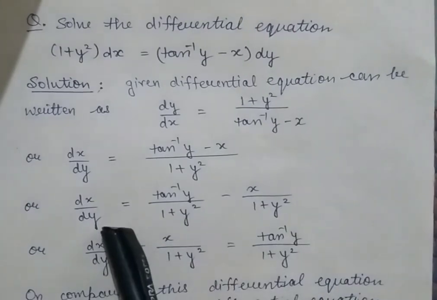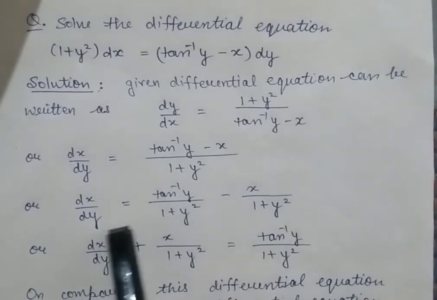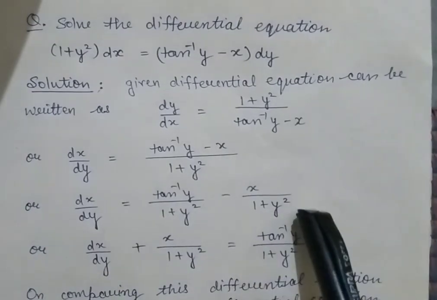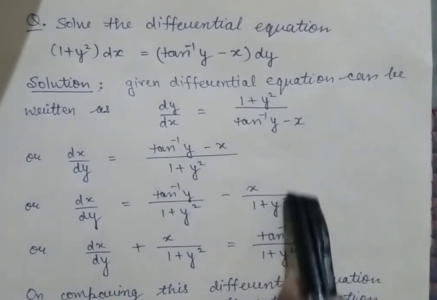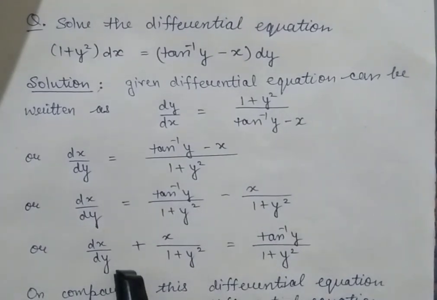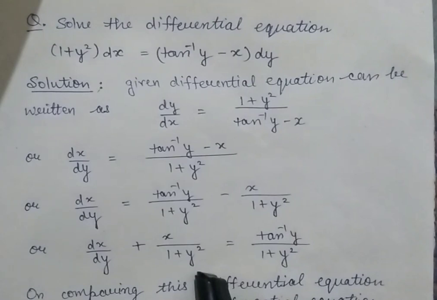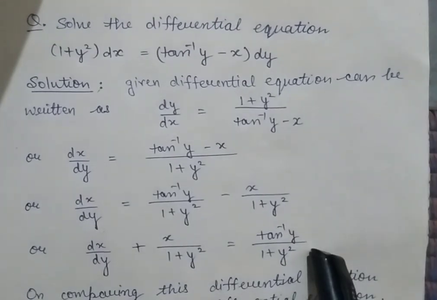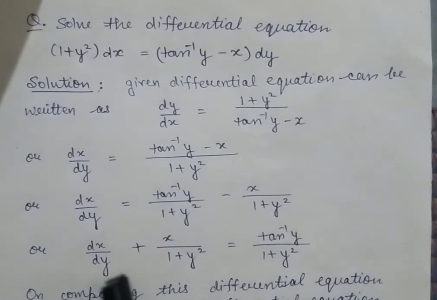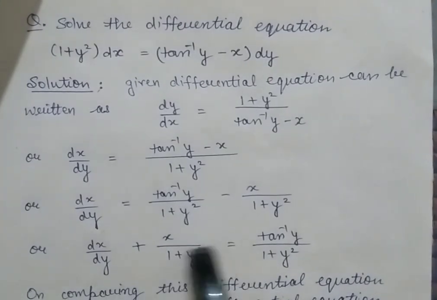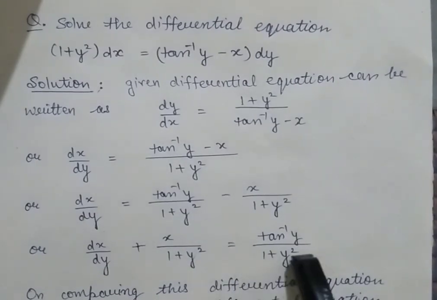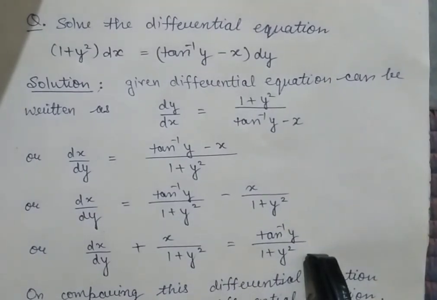So dx by dy equal to tan inverse y by 1 plus y square minus x by 1 plus y square. If I take this term on the left hand side, then this is dx by dy plus x times 1 divided by 1 plus y square equal to tan inverse y by 1 plus y square. So this is of the form dx by dy plus px equal to q, if I take p as 1 upon 1 plus y square, then this is px, and this is equal to q.